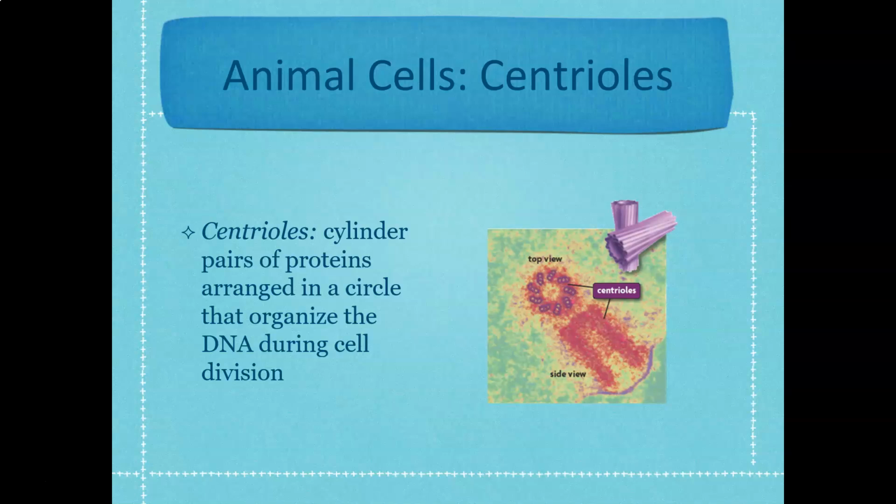But this is the idea here. These guys are animal only. When we look at your plant cells and they go through the process of mitosis, they actually use component proteins that are part of their cell wall and cell membrane structure to move their genetic material, their DNA, around. Animals don't have that cell wall structure, so they're going to have these centrioles instead.